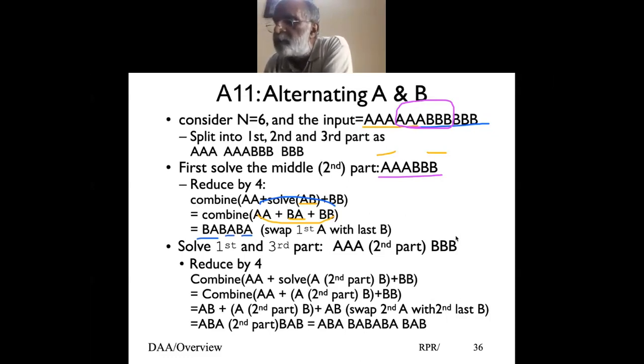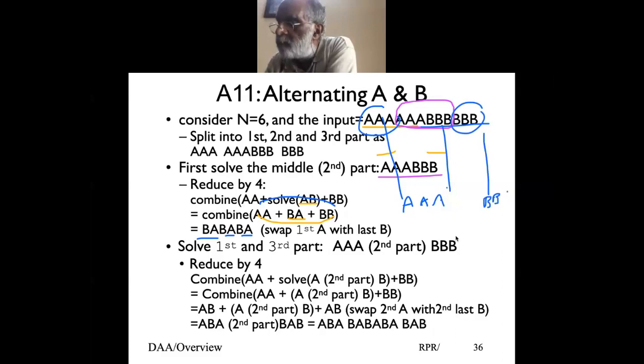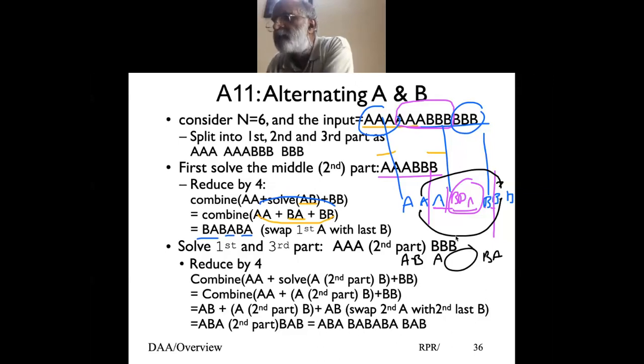Now if I solve this problem, which is this A, this part is already solved, and this B, and this you already solved as BA, BA, BA. We don't have to worry about it. Again, decrease the problem by size 2. So decrease by 2 from here, decrease by 2 from here, look at this, and then solve it. Here I don't have to do anything. When I merge it, I'll swap this B with this A, and this A with this B. So this will become AB, this becomes BAB, and whatever the middle part is, and then I'll continue.